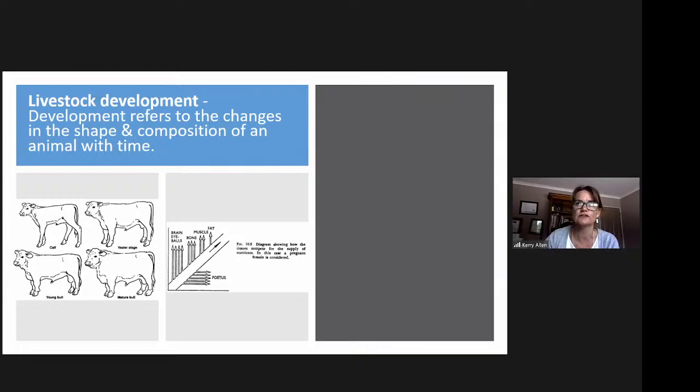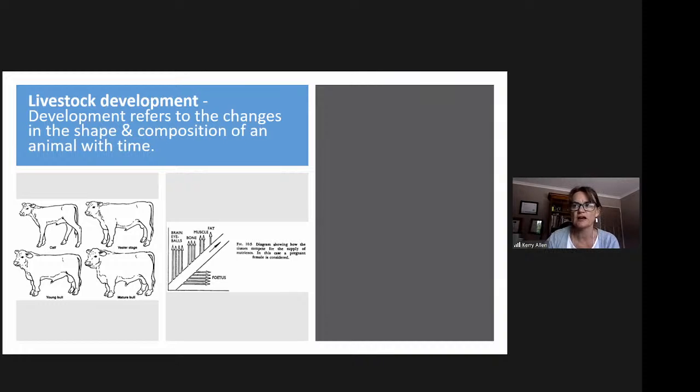Okay, so we're going to move on to now livestock development. So development is the changes in the shape and the composition of the animal over time. I've got the pictures up there of just cattle. So looking at a calf, you can see there that the calf's all legs and head, and then as they get into a mature bull, he's all shoulders and rumps and a smaller head, and his legs look shorter. So that's what we mean by the change of shape.